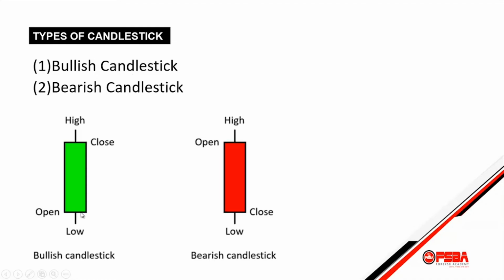A bullish candlestick is when the price of a particular currency moves from a lower point to a higher point, while a bear is when the price of a particular currency moves from a higher point to a lower point. The bull candlestick, the market opens at the low, then closes here. So the low of the market is this point, while the high is this point.